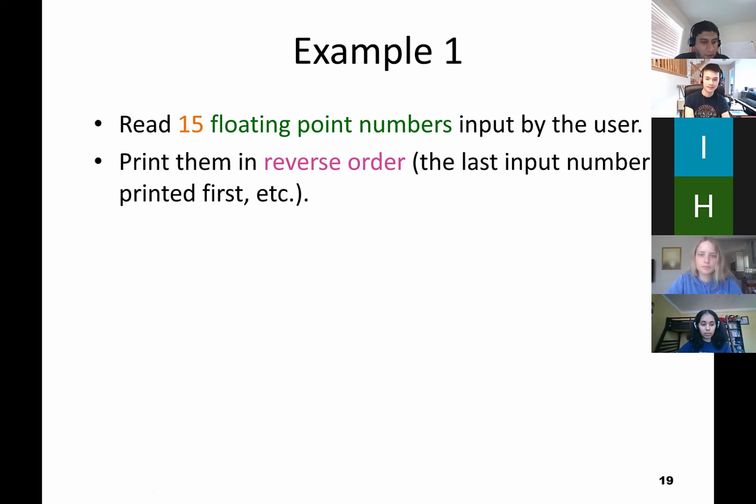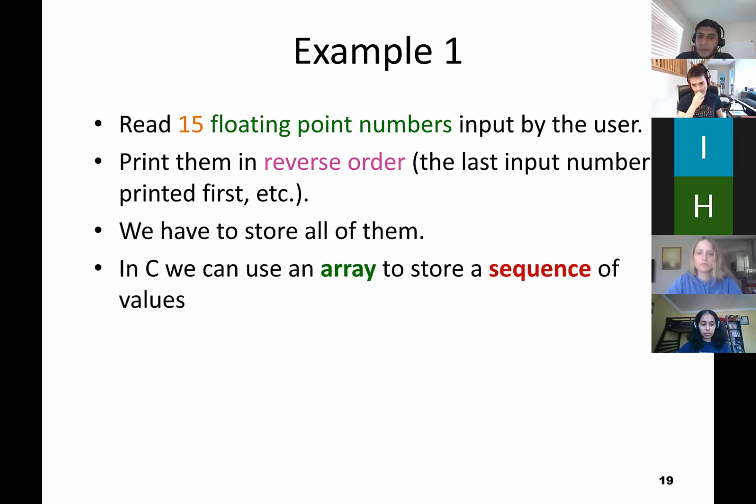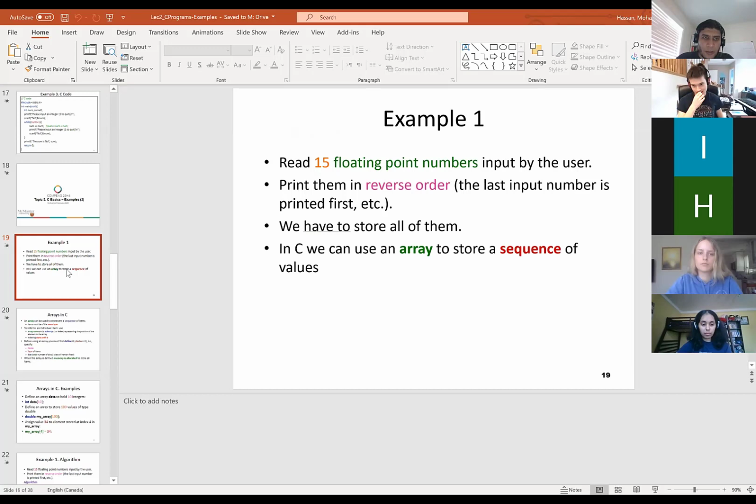At the end of the last lecture, some of you suggested some advanced data structures like queues and stacks, but we don't cover these yet at this early stage of the course. So the easiest type of memory that can store things of the same type is an array, right? So we have to store all of them, and we can use arrays for that.